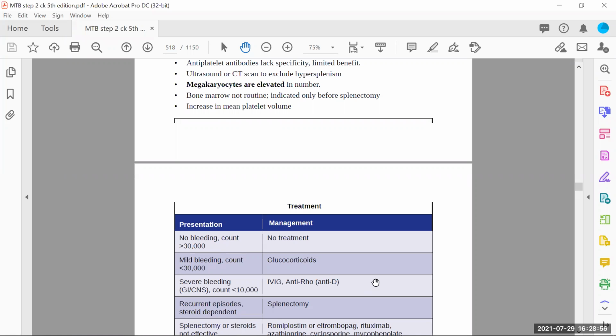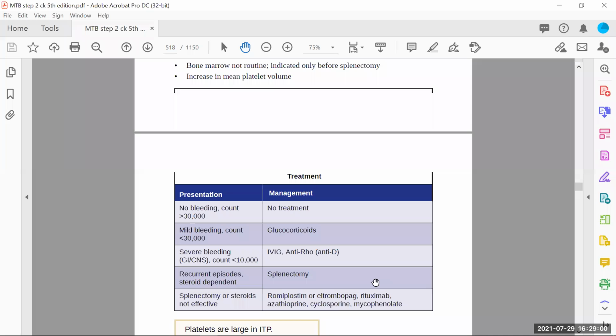But if there is mild bleeding, and the platelet count is less than 30,000, we will go for glucocorticoids. This is important, not from the recall point of view, but for your clinical point of view. We are not only concerned about recalls, we can find any kind of MCQ in front of us, so please memorize this. If the platelet count is less than 30,000 and the patient is symptomatic and bleeding as well, always think about glucocorticoids.